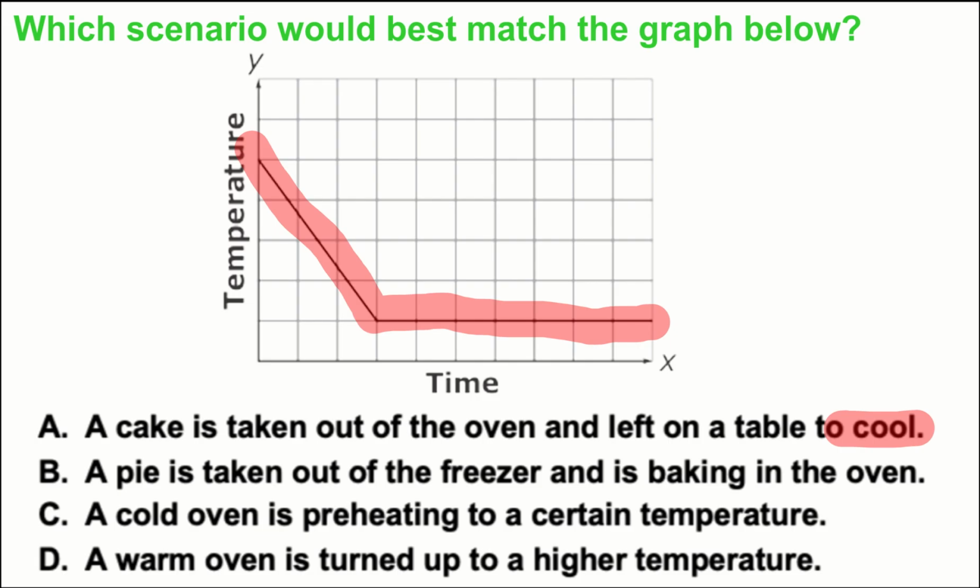All right, A says it's taken out of the oven and left on a table to cool. Is not the same temperature. So when it's... and eventually it reaches room temperature and stays that temperature. So that's why it stays flat. About something that's cooler.